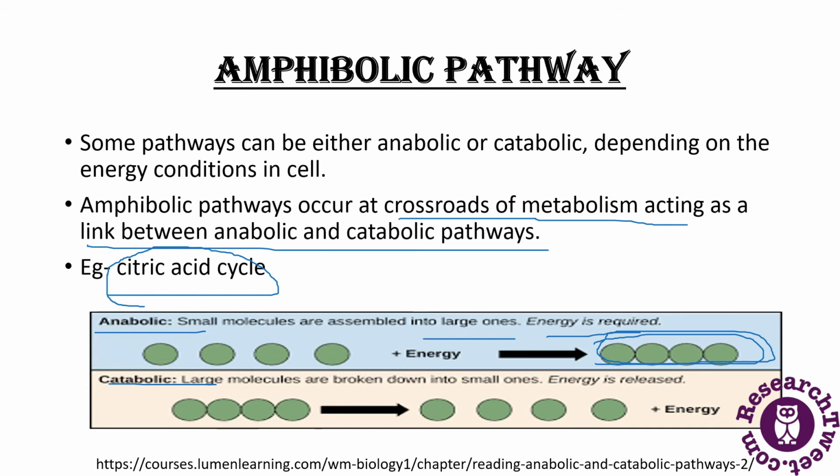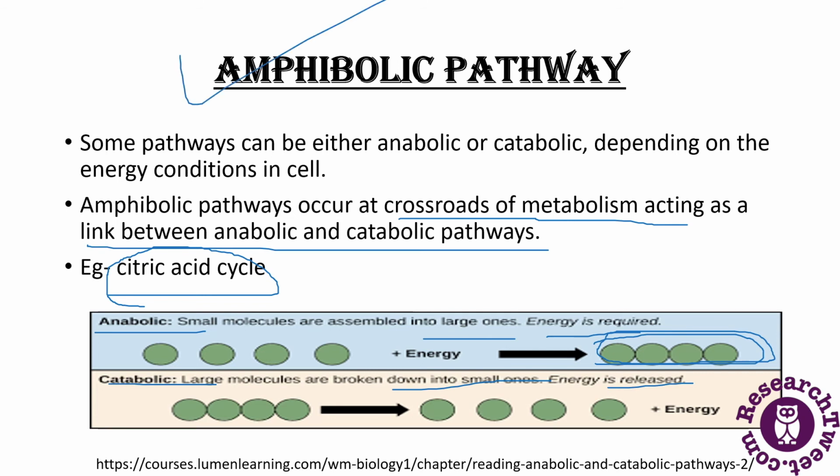But the catabolic pathway is the opposite of the anabolic pathway. In this, the large molecules are broken down into smaller ones and the energy is released. So one difference is that the anabolic pathway requires energy and the catabolic pathway releases energy. The example of anabolic is the synthesis of amino acids, and the example of a catabolic pathway is when glucose is degraded to lactic acid in skeletal muscle, and energy is liberated.